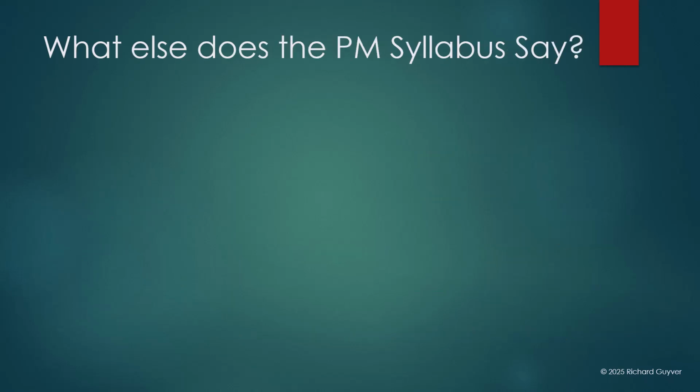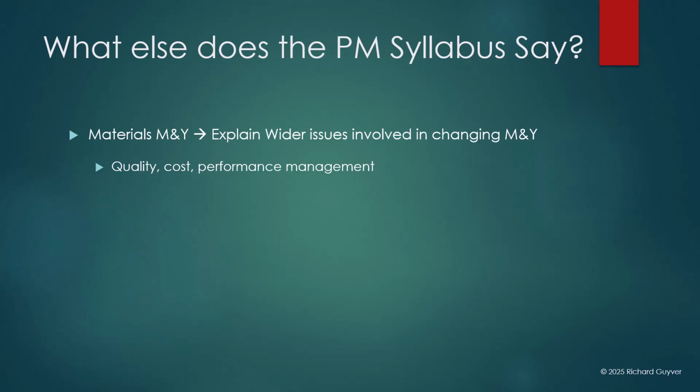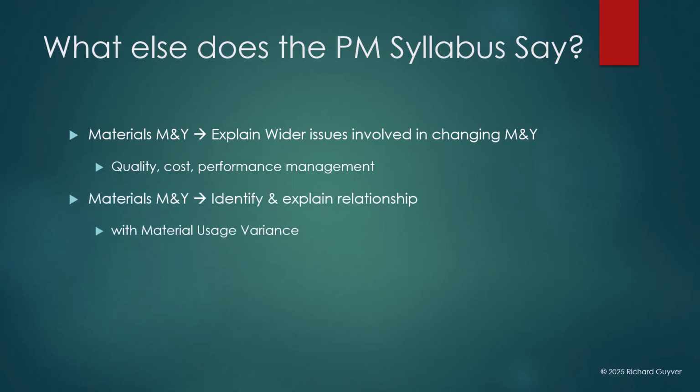What else does the syllabus tell us? It tells us with materials mix and yield variances, we need to be able to explain why there are issues involved when we change mix or when we change yield. And those are things related to quality, to cost and to performance management. Also with materials mix and yield, we need to identify and explain the relationship with the material usage variance. The material usage variance was part of the MA syllabus. We need to be able to explain how mix and yield links with material usage.